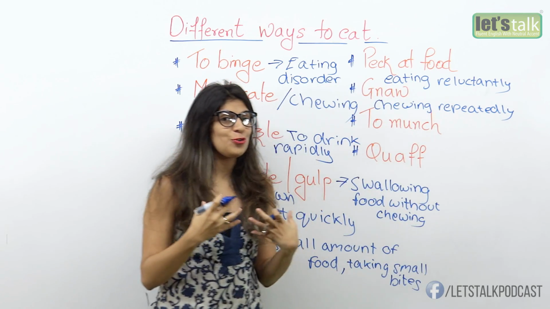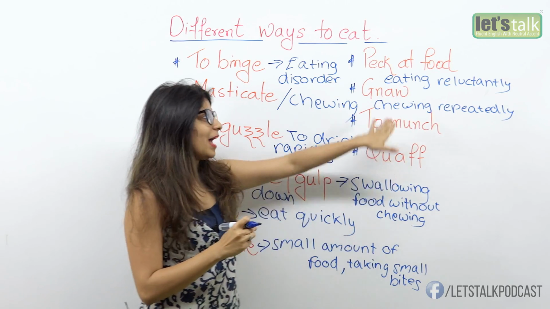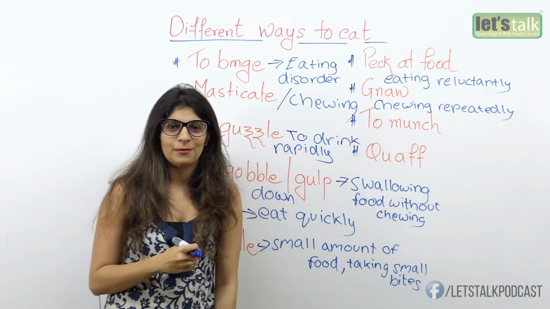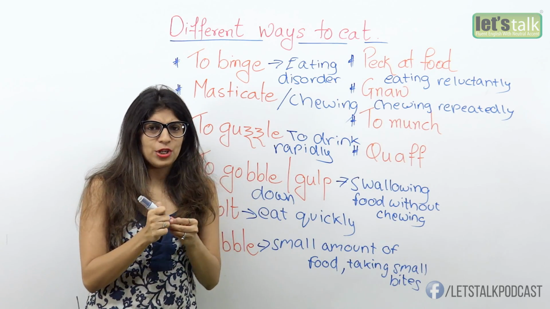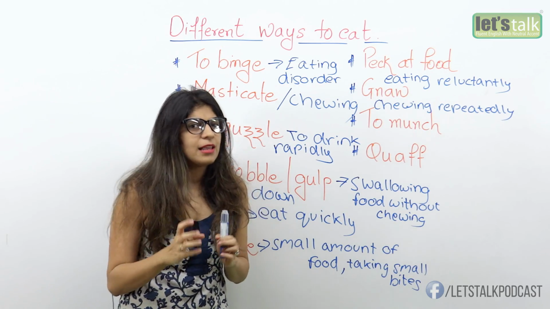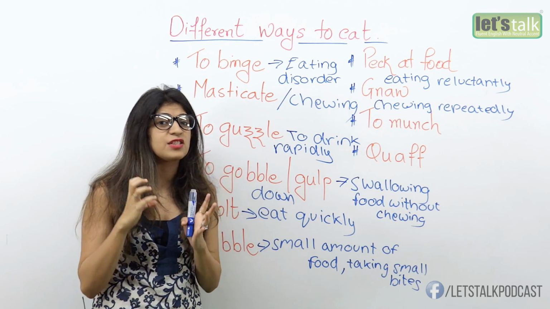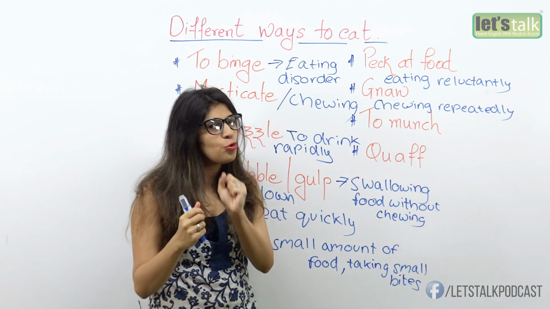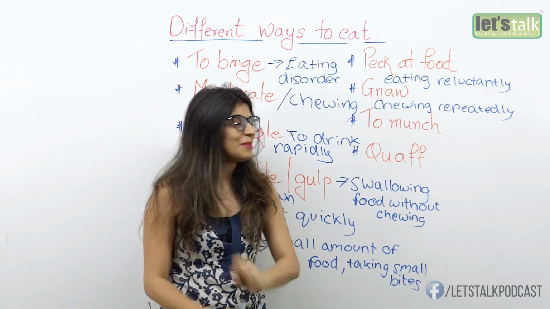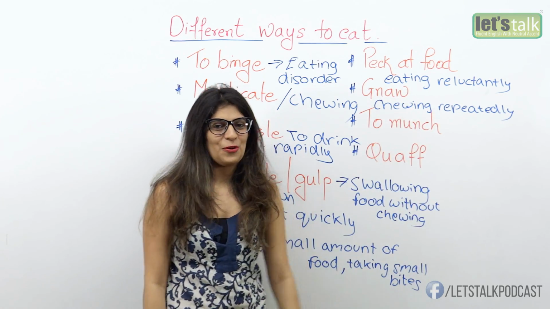Okay, so when you chew your food repeatedly, that action is called gnawing. Like the dogs, when you give them a bone, they keep on gnawing at it. The reason is because it's hard, right? It's really tough. So they keep chewing, biting repeatedly. So that's the word for you.